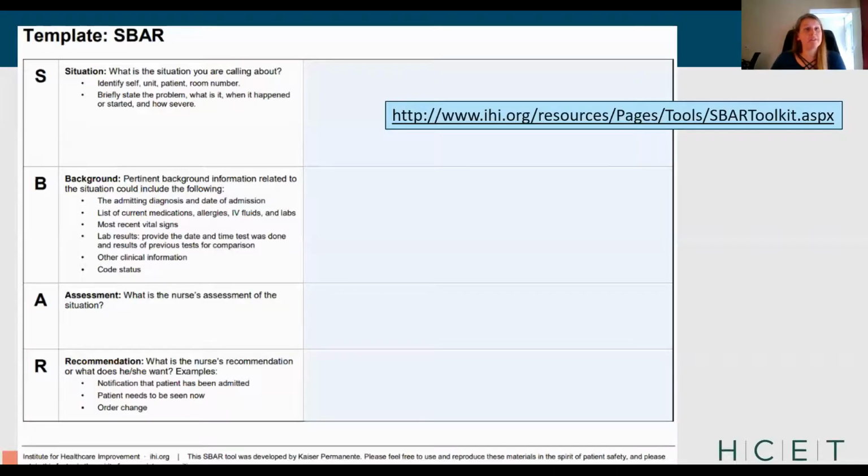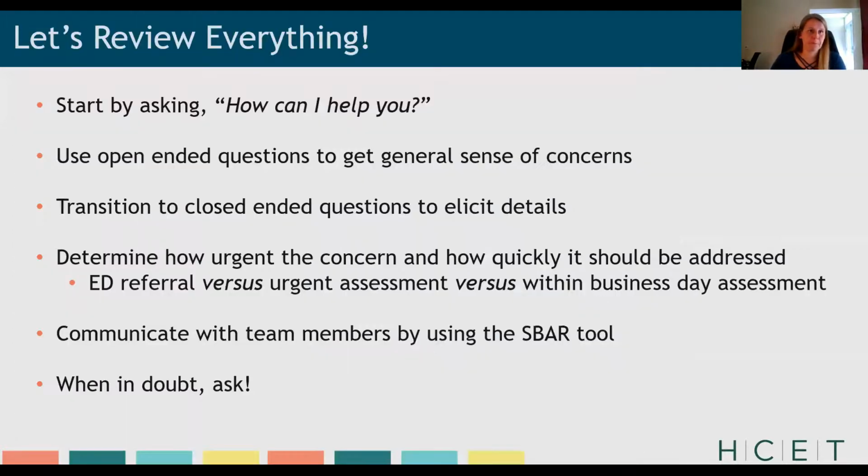Okay, if you're ever interested, this is the website to get this template for the SBAR communication tool. So certainly if you want to print this off and keep this and fill it out, you absolutely could do that. I definitely did that until I got more comfortable with this tool. But that's, I think, certainly an option for you. So we got that in place. So let's put everything together.